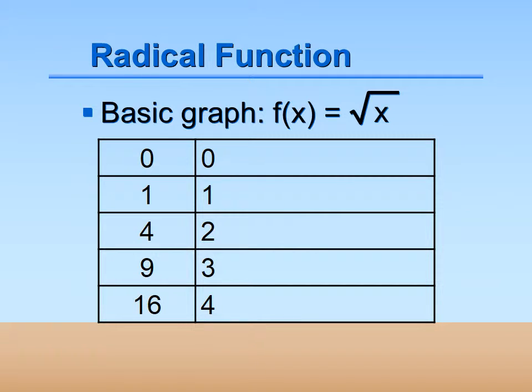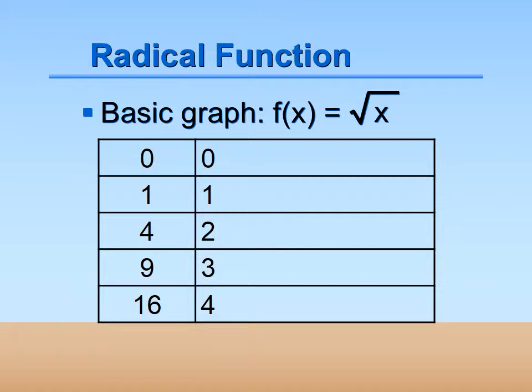So let's look at the basic graph of f of x equals the square root of x. If we were to fill out a table, the square root of 0 is 0, the square root of 1 is 1, the square root of 4 is 2, and the square root of 9 is 3, and the square root of 16 is 4. So if we were to go to our calculator and look at the graph y equals the square root of x, we would see that the graph starts at 0 and slowly increases to the right.